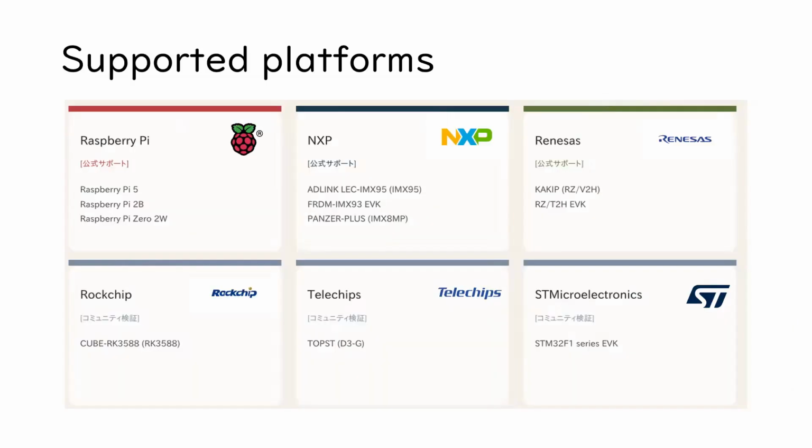Here is our current progress. As you can see, these are our hardware support platforms. We are porting our e-paper module to some worldwide famous platforms like Raspberry Pi, NXP, Renesas, Rockchip, Texas Instruments chips, and ST Microelectronics. They already support our e-paper module.